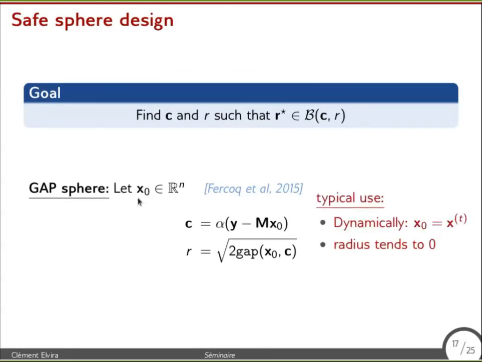So instead of x0, I will use the iteration of my algorithm. And the idea is that the residual is already evaluated, so scaling it can be done at no additional cost. And the duality gap is also used as a converging criterion, so it is sure to converge to 0.